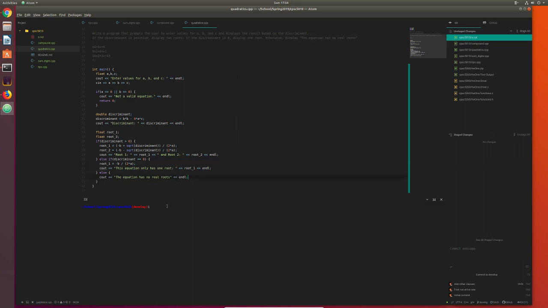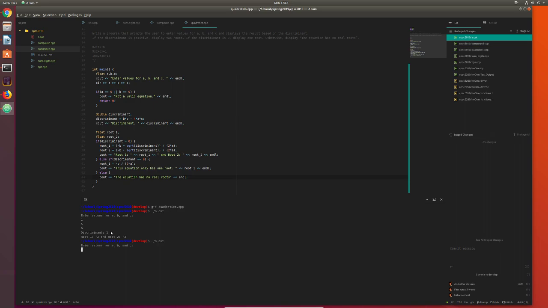Yay! So we'll run this one just to show you what it looks like. So we'll do 1, 5, and 6. This will give us a positive discriminant. And you can see here that the first root is negative 2, and the second root is negative 3, because it's a positive discriminant, so it has 2 roots.